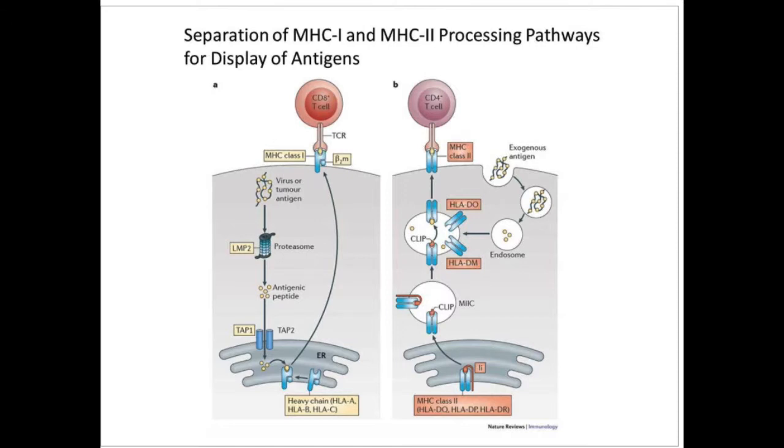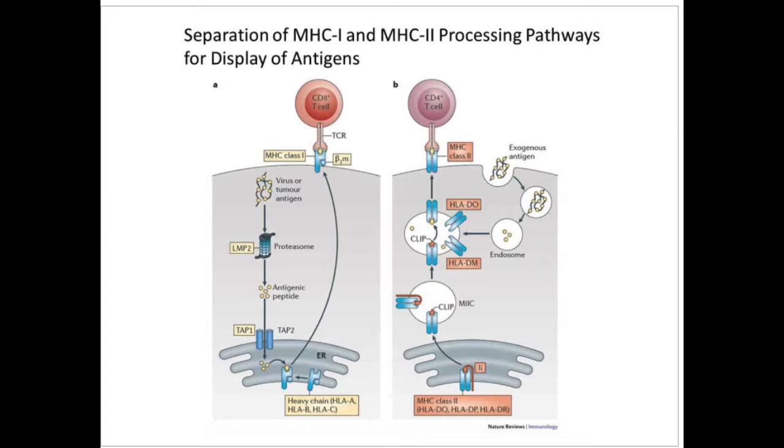The pathways for display of antigens are processed from within the cell or sometimes outside the cell. So on the left-hand side, we're looking at one situation which is unique only for CD8 cells and MHC class 1, what you see on the screen here, which all the MHC class 1s all have a beta 2 microglobulin that kind of tags the MHC1 class down to the cell surface.